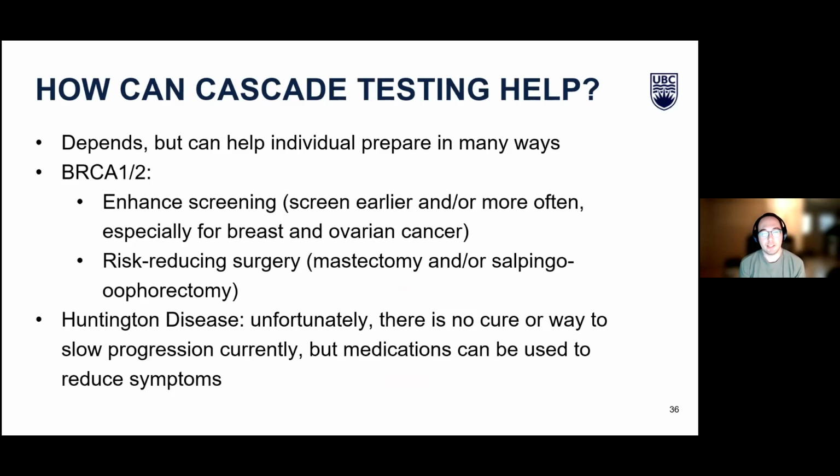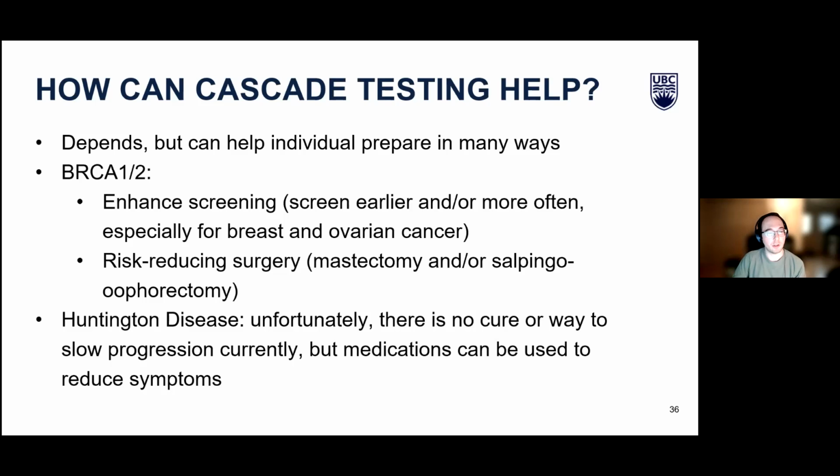So how can cascade testing help? Obviously, again, there are many different types of conditions that could result in cascade testing. So it depends really on what the condition is, but it can help an individual prepare in many different ways. So for example, if you do have a family member that is diagnosed with a genetic condition, cascade testing is done, and you elect to have your genetic test done, and it's found that you also have the same genetic condition that they have, that can help you prepare for that genetic condition in various ways.